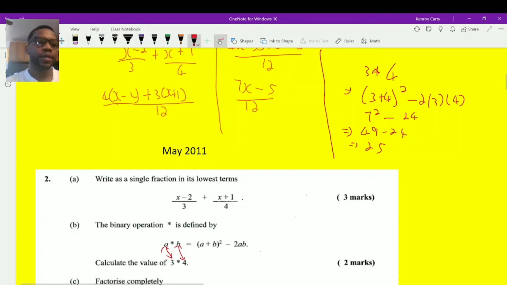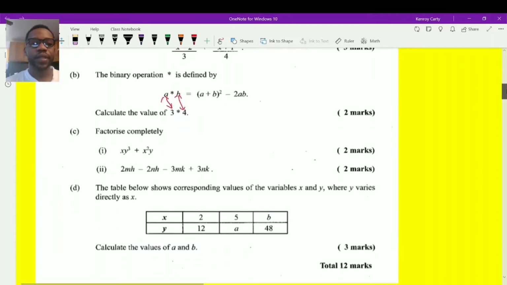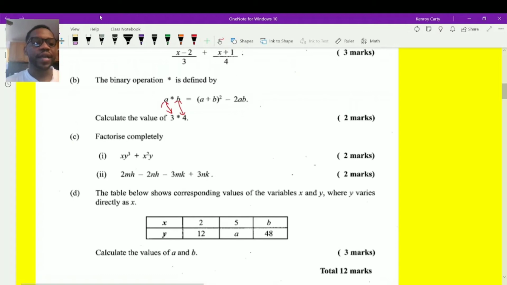Alright, pretty straightforward. Just know that you replace the things that are in the same position. Alright, we are back down to a factorization question again. And that's in question C1, factorize completely. Now we have two terms. And every time we factorize, we always try to find what is common.